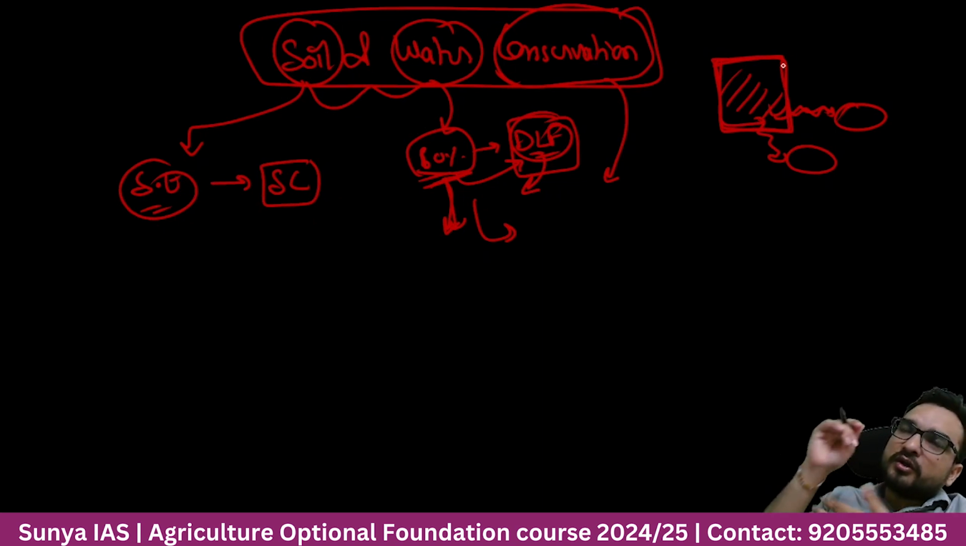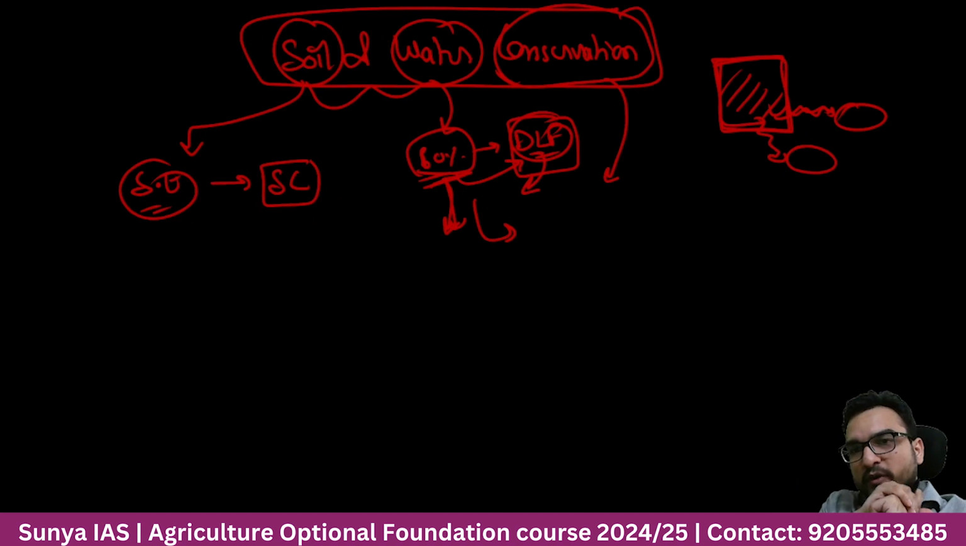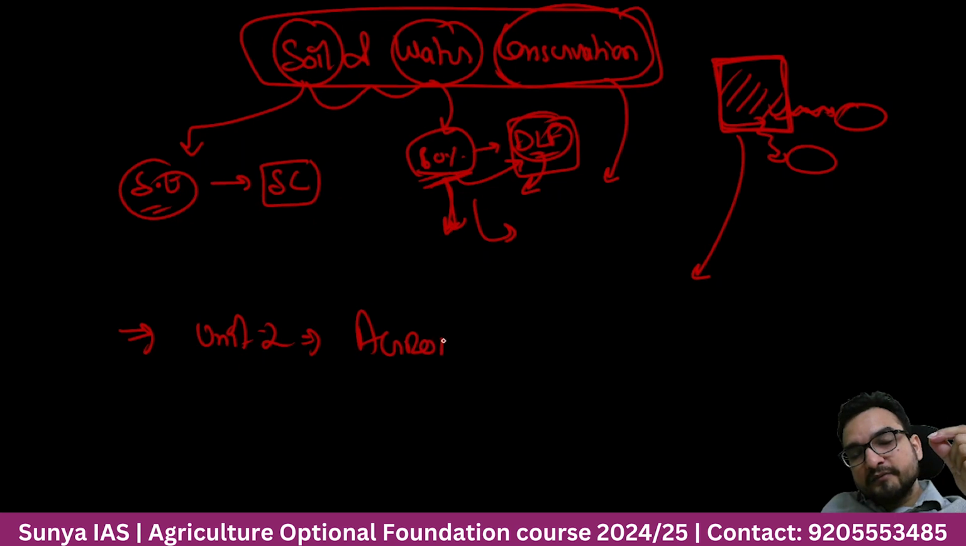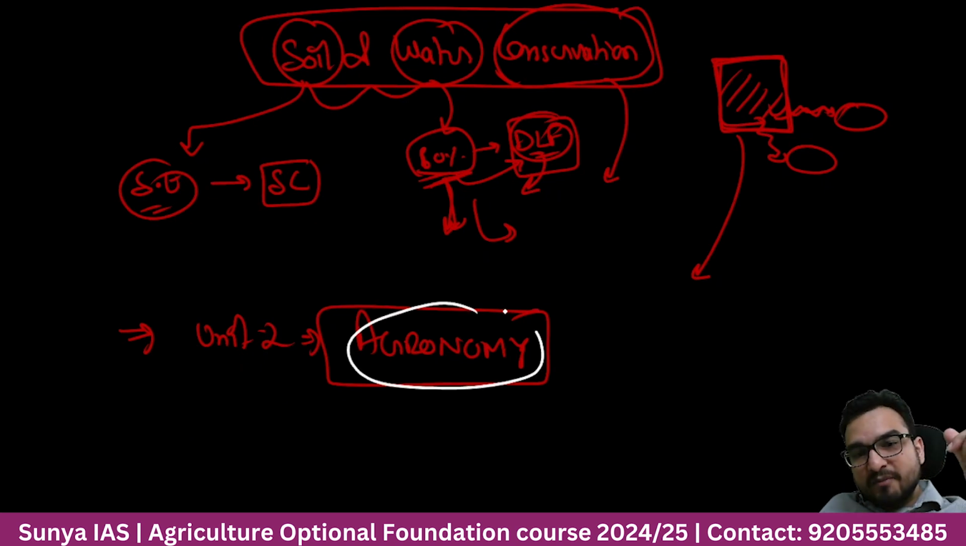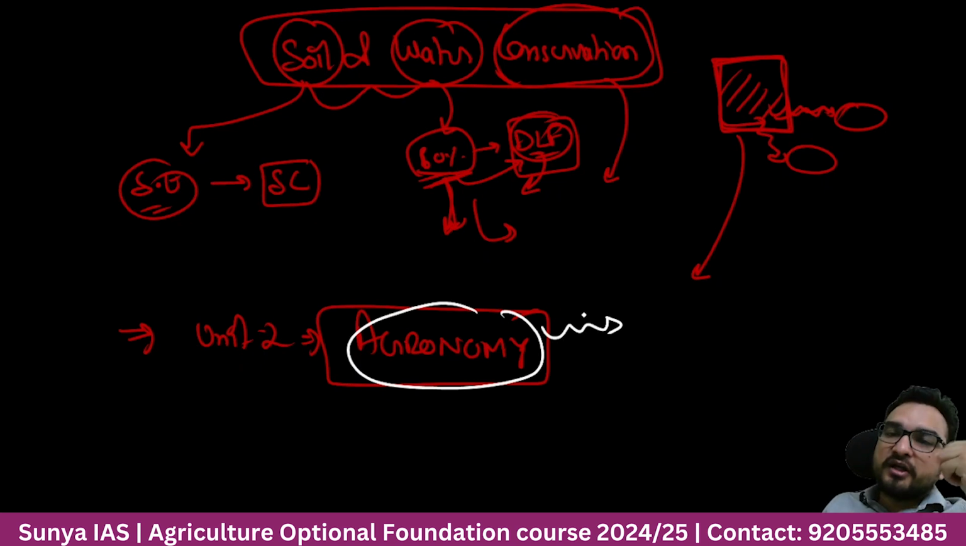Now you will think, okay, now I'll grow some crop over here, right? Now I'll grow, for example, rice or wheat. Now this comes under unit number 2. Now you will go for agronomy. Here you will understand how I am going to grow my crops, how I am going to cultivate my different crops.